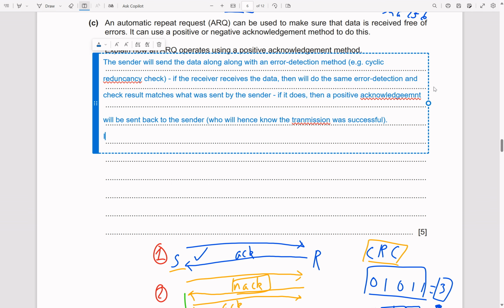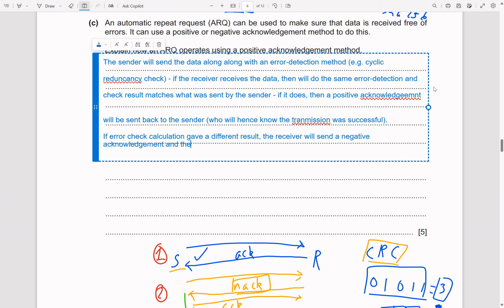Okay, and I think here we can combine the error situations into one. So let's say if the cyclic redundancy check, if the error check was invalid, or the error check calculation gave a different result, the receiver will send a negative acknowledgement, and the sender will resend.